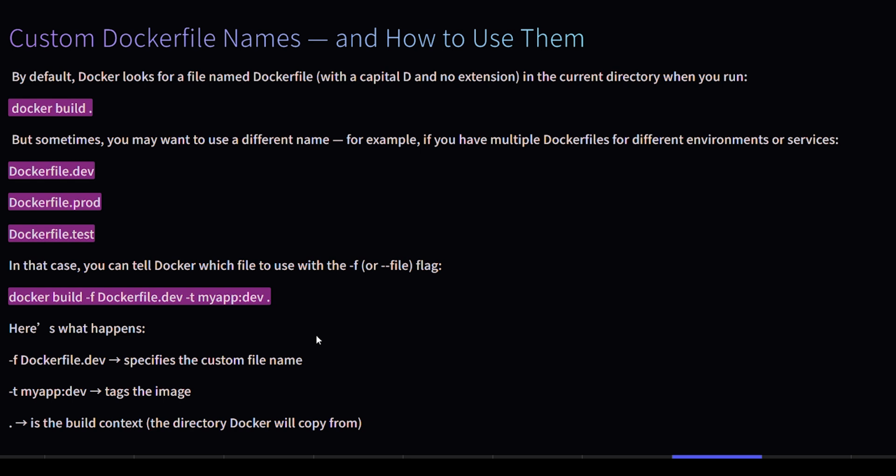In that case, you can tell Docker which file to use with the -f flag. So you can use docker build, then -f, then you mention the Dockerfile, then -t for tag, then you can tag it, and you place the dot so that it will take the files from the current directory. So here's what happens. -f specifies the custom file name, then you tag the image using -t, then the dot is the build context, the directory from which Docker will copy. So that's why you place the dot at the end. Alright, so if you have a custom Dockerfile, then you can follow these steps.